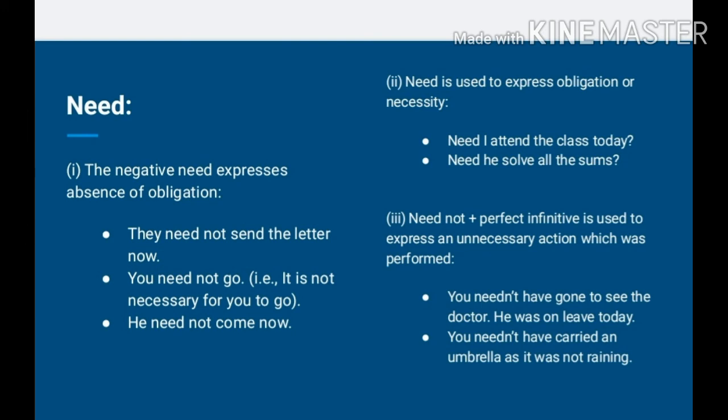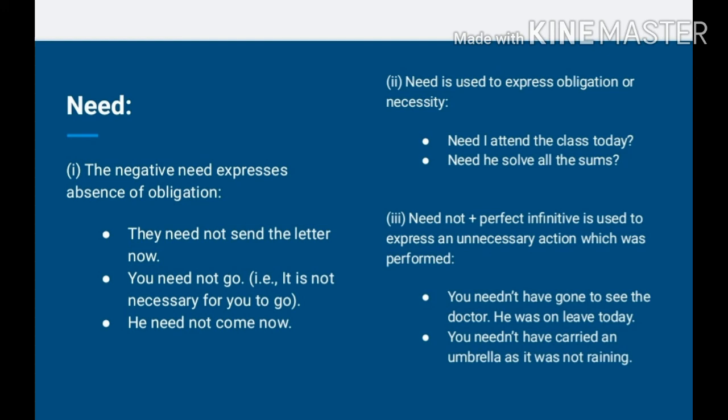The third usage of need as a modal auxiliary is using a particular formation. So focus on the formation right now. Need not plus perfect infinitive. Let me explain it. What is perfect? Perfect represents the perfect form of the verb. Infinitive, already you know, infinitives are of two kinds, bare infinitive and to infinitive.